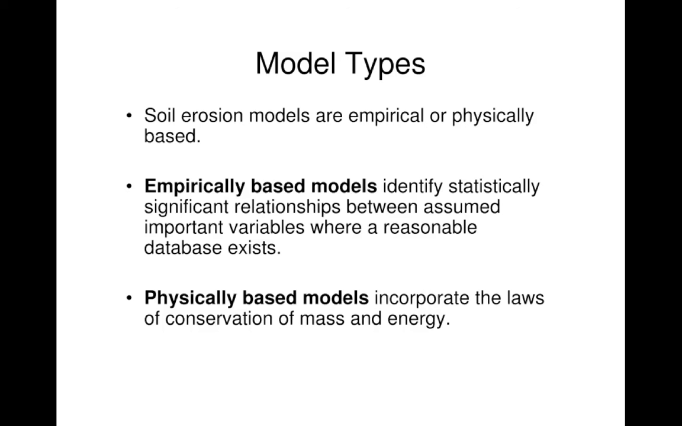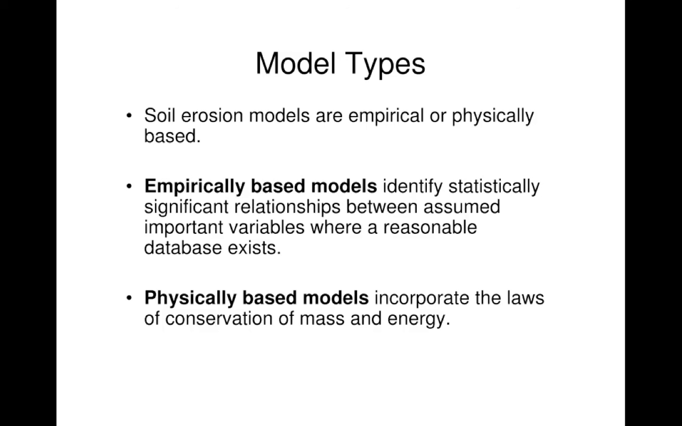I haven't got the third type here. So there's the computer models, which are either empirically based or physically based. An empirical based model is essentially you do a bunch of experiments, you establish some relationships between some parameters that are important to you, like maybe rainfall intensity and slope length and how much erosion happens, and then you use that as a guide to do your design.